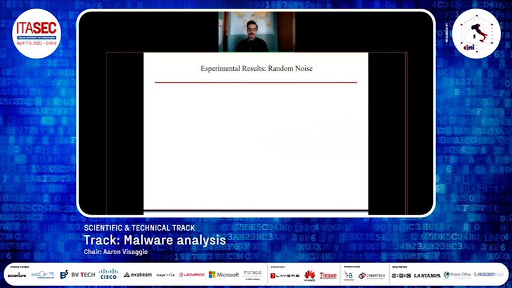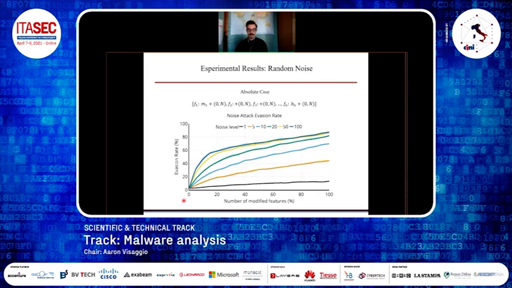In the case of the random noise attack, we evaluate 2 ways of generating the random noise feature vector. The first one is the absolute case, in which n is the chosen maximum noise level that we want to add, and we increase each malicious feature with a random value between 0 and n. And in the figure, we still have the evasion rate with respect to the increasing percentage of modified features.